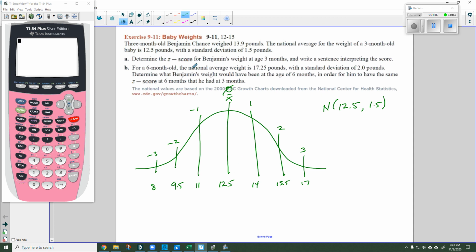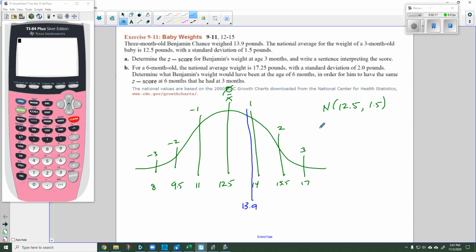So these are the numbers that represent the values for each of the standard deviations away from the mean. So Benjamin at 3 months weighed 13.9. So let's just kind of mark him in there. So 13.8 is not quite right there at 14. So I'm just going to make a line right here on this side of 14. And he's at 13.9. So I need to find his z-score.